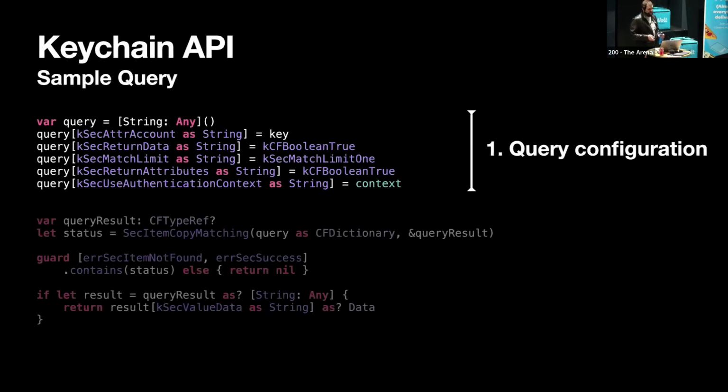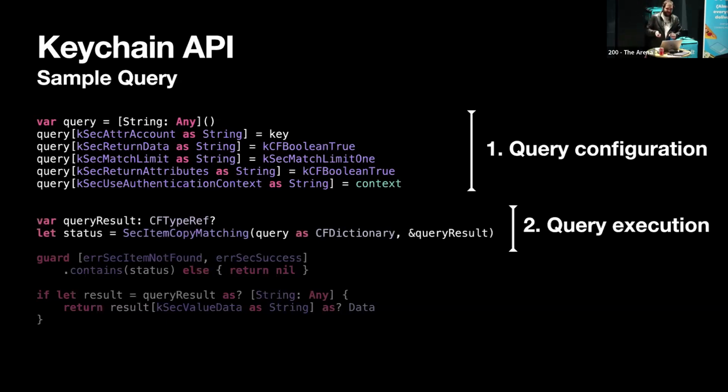The query really consists of three things. First of all is query configuration. As you can see, there are a lot of attributes in the dictionary passed around. The first thing is you configure the query. Essentially, you're asking what you want to do with the keychain. In this case, we're going to retrieve the data. So we are asking for an account, asking for what kind of data we actually want to return, and so forth, and also passing the biometry authentication.